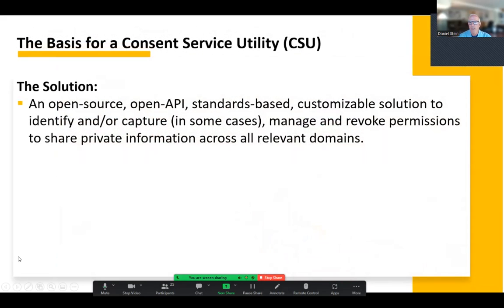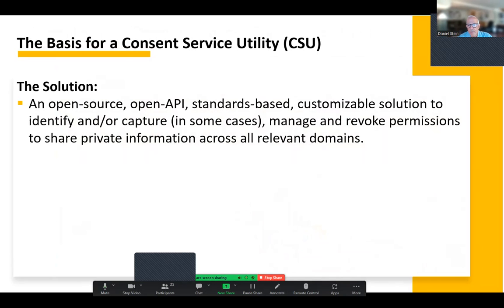Just a few voices. It's always great to hear what people think about that. And that's been my experience, and I think a lot of ours. If we ask people to present in a way that's understandable, people are pretty willing to participate in this. So, the basis for a consent service utility.